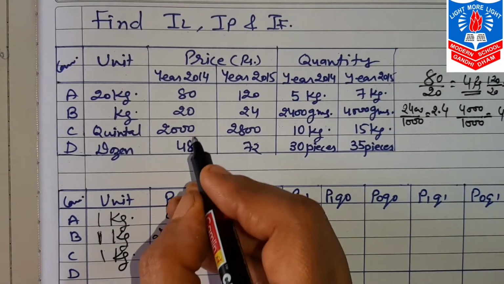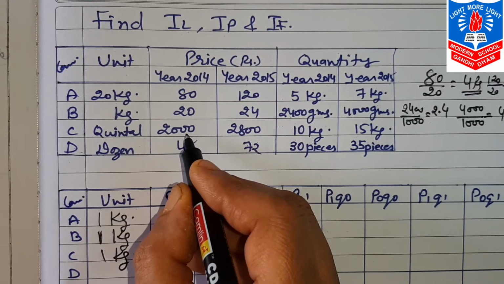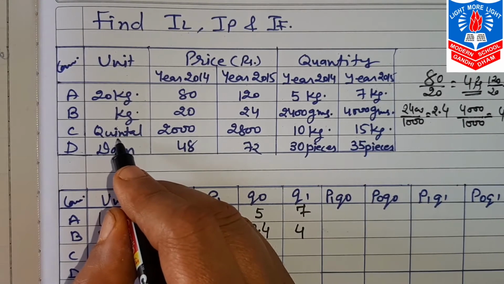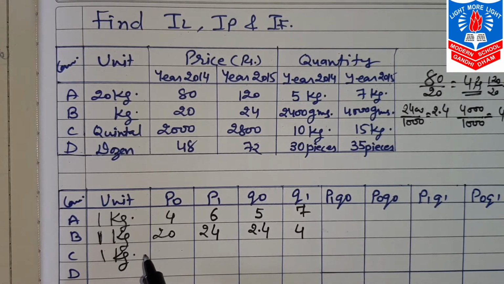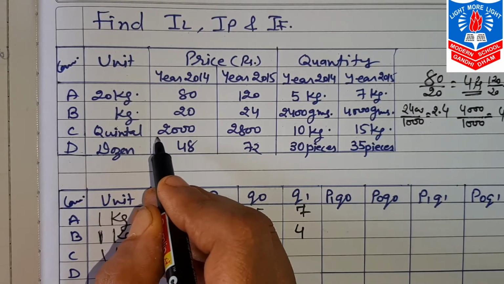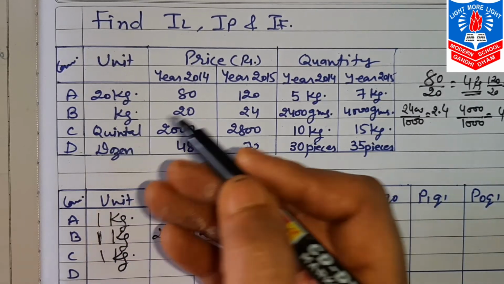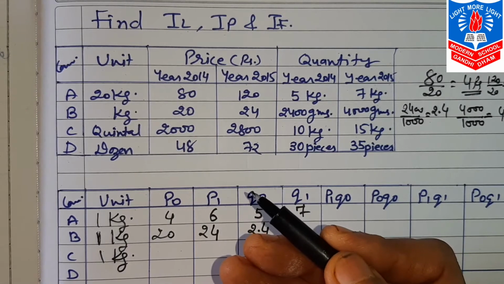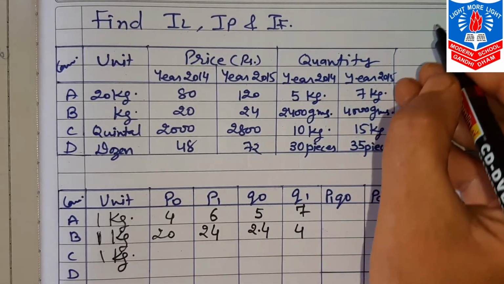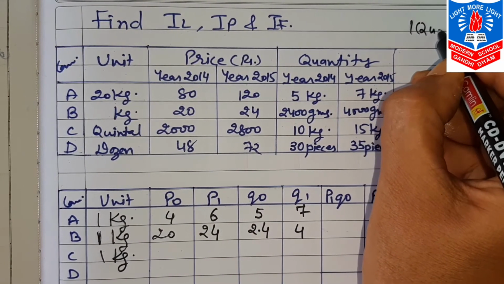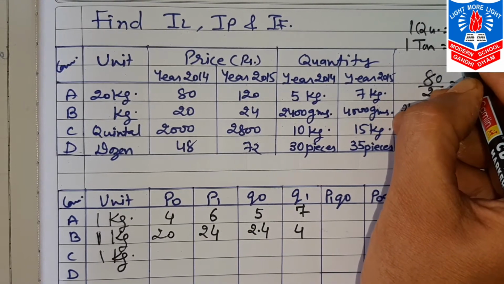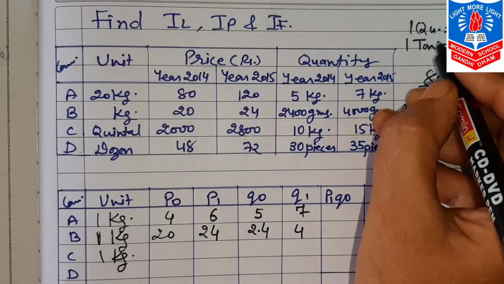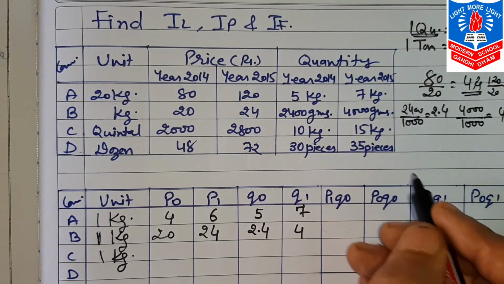Now for that, this 2000 rupees, which is the price of the base year, is for 1 quintal, and here we have changed the unit to 1 kg. So what we will do is divide this 2000 by converting the quintal into kg. First you should know how many kgs are in 1 quintal. So remember, 1 quintal is equal to 100 kg, while 1 ton is equal to 1000 kg. Remember this, that 1 quintal is equal to 100 kg.